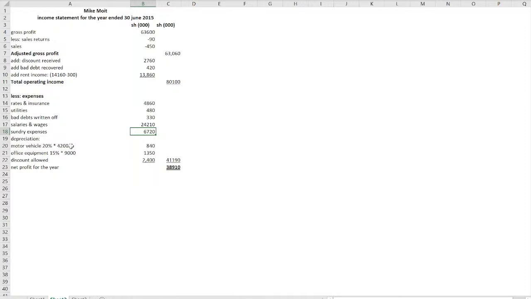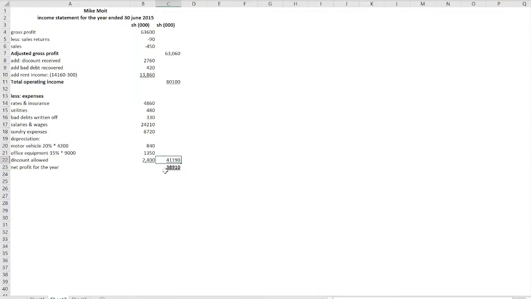So at cost, it was 4,200. So we are going to get 840. For office equipment was 9,000 times 15%, we get 1350. So that we also have to less the discount allowed that we have been given of 2,400. So that we get the total expense to be 41,190.